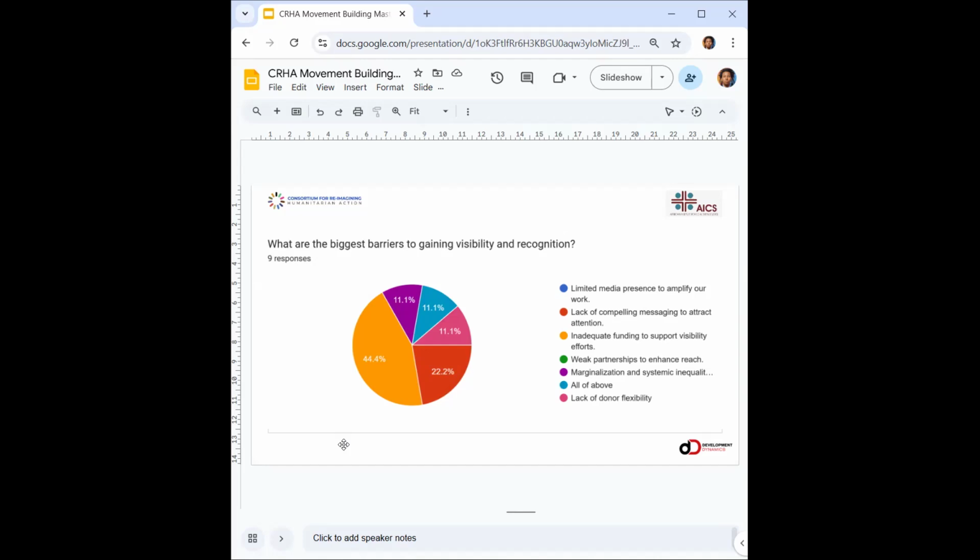How do we ensure that we are communicating effectively about our impact? How do we ensure that even as we're bringing in this whole quagmire of what movement building is, it doesn't continue to be a siloed conversation, but something that we're speaking about as a collective, in that we're able to also show the value of working in collaboration as partners, working in collaboration as a movement, so that donors are continually funding such aspects and such progressive measures. Then we also had some other respondents talking about marginalization and systemic inequalities, the aspects of compelling messaging to attract attention, and also the aspects of just donor flexibility.